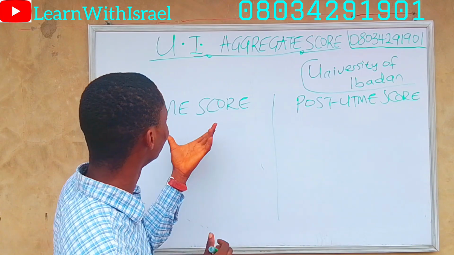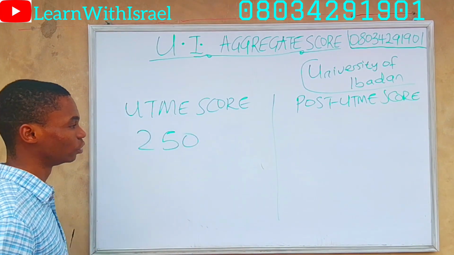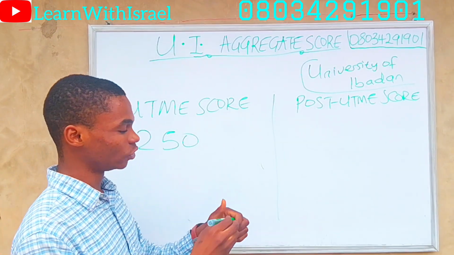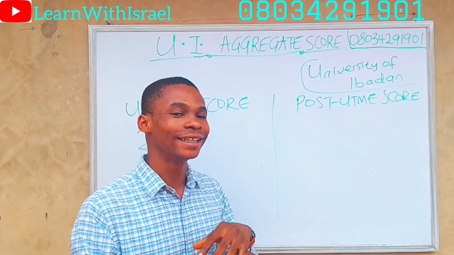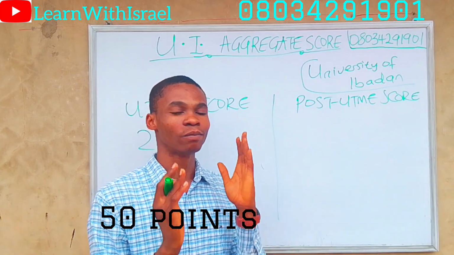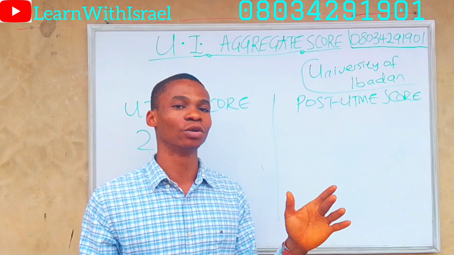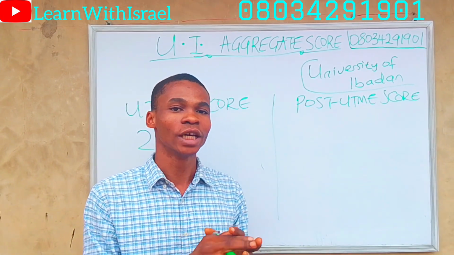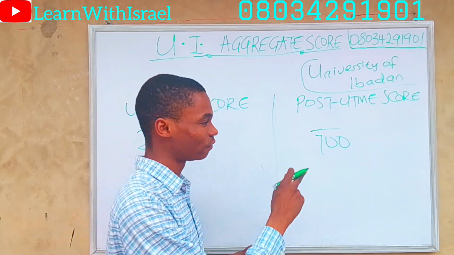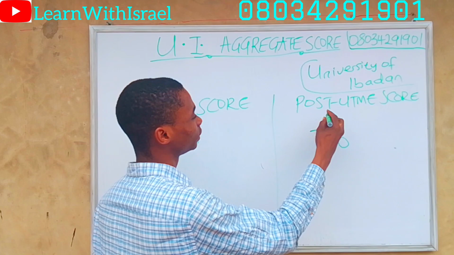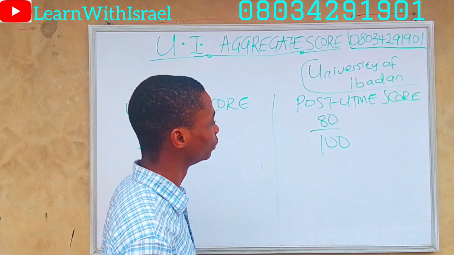So your UTME score, assuming you have 250 in your UTME score, in your Post UTME score you need to have at least a minimum of 50 points. If you have below 50, you will not be considered for admission no matter the course you are planning to study. So it is over 100. Assuming you have 80 over 100 in your Post UTME score, how are you going to use it?